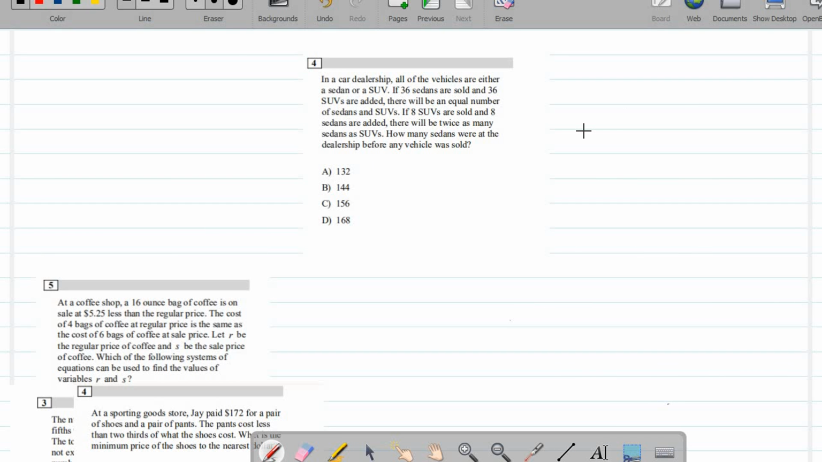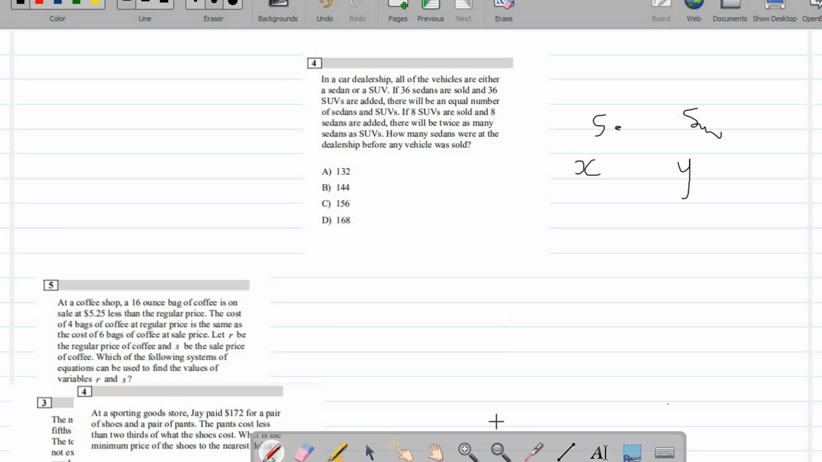Alright, let's look at number 4. In a car dealership, all of the vehicles are either a sedan or an SUV. So we have a sedan and an SUV. If 36 sedans are sold and 36 SUVs are added, there will be an equal number of sedans and SUVs. Okay, so let's say the original amount is X. We have X number of sedans, and then we also had Y amount of SUVs.